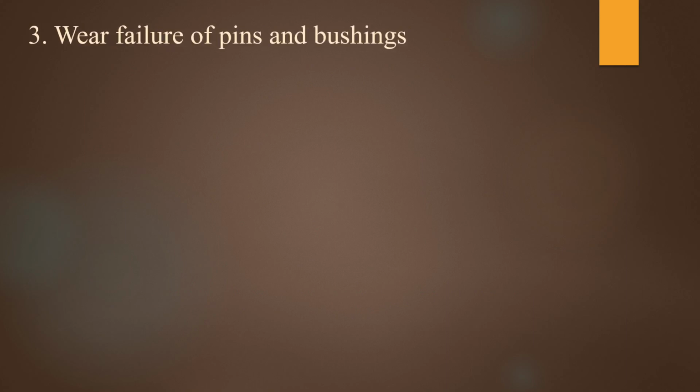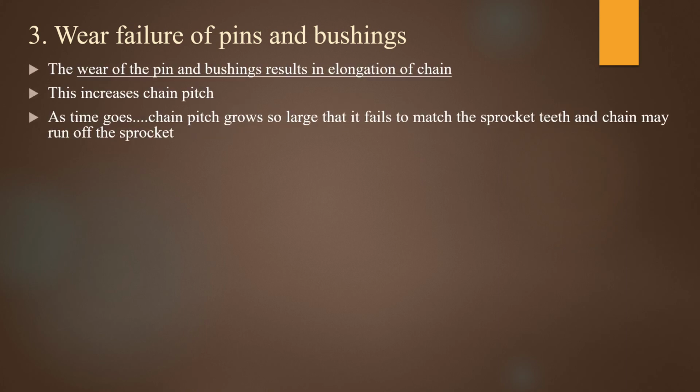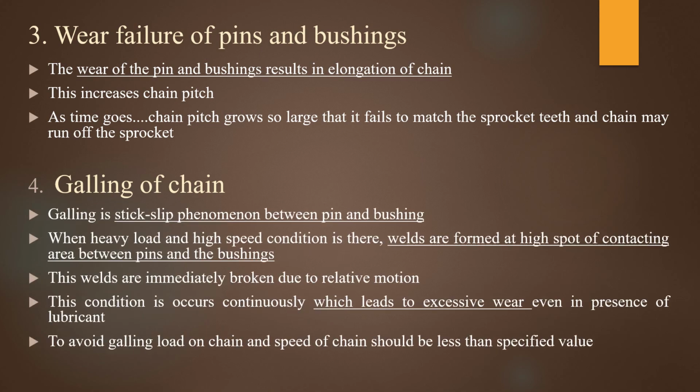The next mode of failure is wear failure of pins and bushings. The wear of the pin and bushings results in elongation of the chain. This increases the chain pitch, that is small p. As time goes on, the chain pitch grows so large that it fails to match the sprocket teeth and the chain may run off the sprocket.